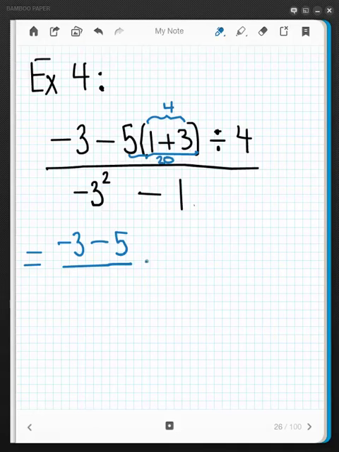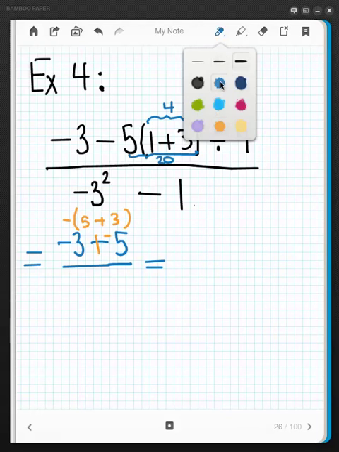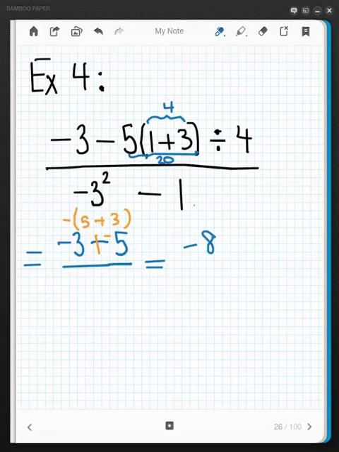Now one last step here. I'm going to change that to an addition problem, plus a negative 5, and that shows you that I have a plus because I have the same sign, so I'm going to add 5 and 3, and it's going to be negative when I'm done. So my answer is going to look like negative 8 in the numerator. Now I'm going to go ahead and deal with the denominator.